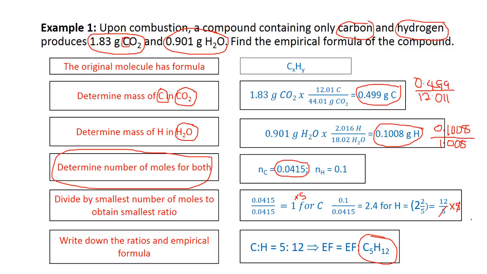As a reminder, this one is when we are given a compound that contains only carbon and hydrogen, and this compound produces carbon dioxide and water. Now let's move on to the next compound. This compound contains carbon, hydrogen and oxygen, but we are going to use a similar procedure with only a single difference. So let's focus on that one.